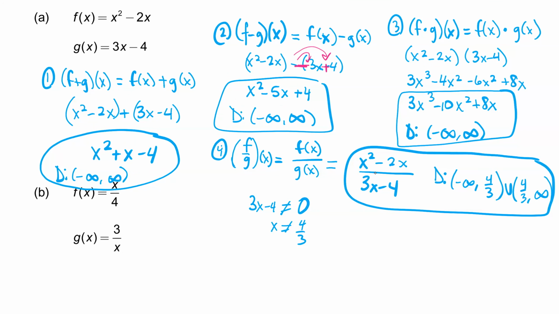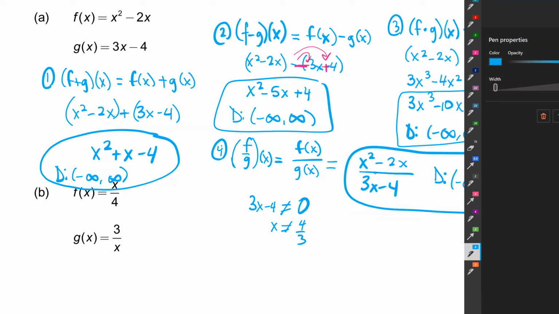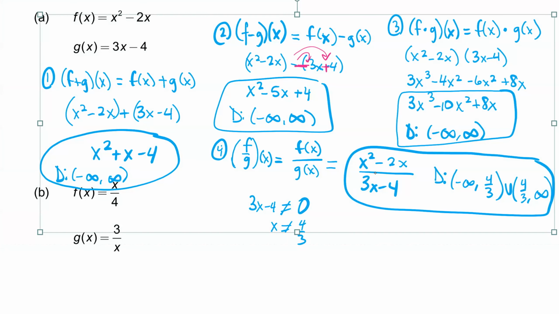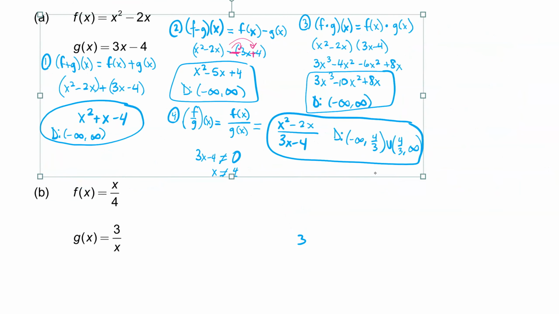All right, so give B a shot. Try to do B. I'm going to make this smaller. Oops, where did that 3 come from?